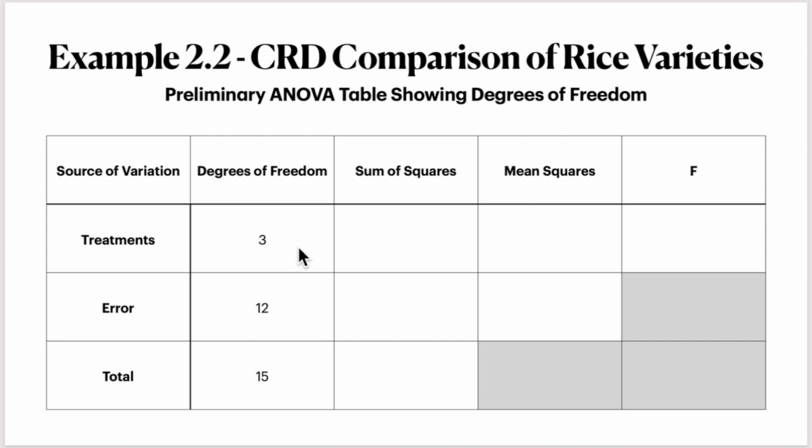All right, and so because there are 4 treatment levels, 4 rice varieties, we know that there are 3 degrees of freedom due to treatments. We know that there are 16 total observations, so there are 15 degrees of freedom total. And then we can get the number of degrees of freedom associated with the error by subtraction. So 15 minus 3 is going to be 12. And so we can go this far without really having to do much work. But now we need to fill in the sum of squares column. And so let's see about how we do that.